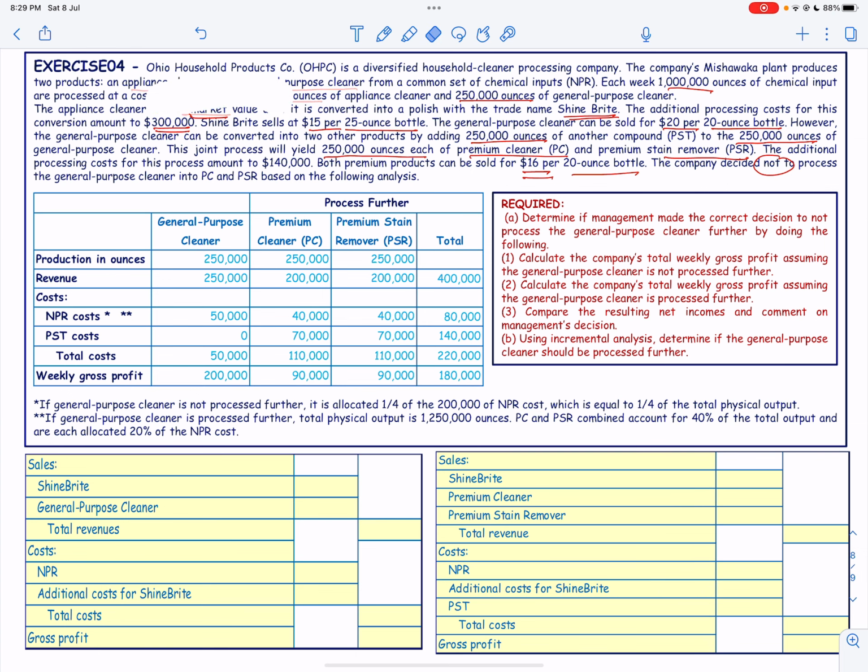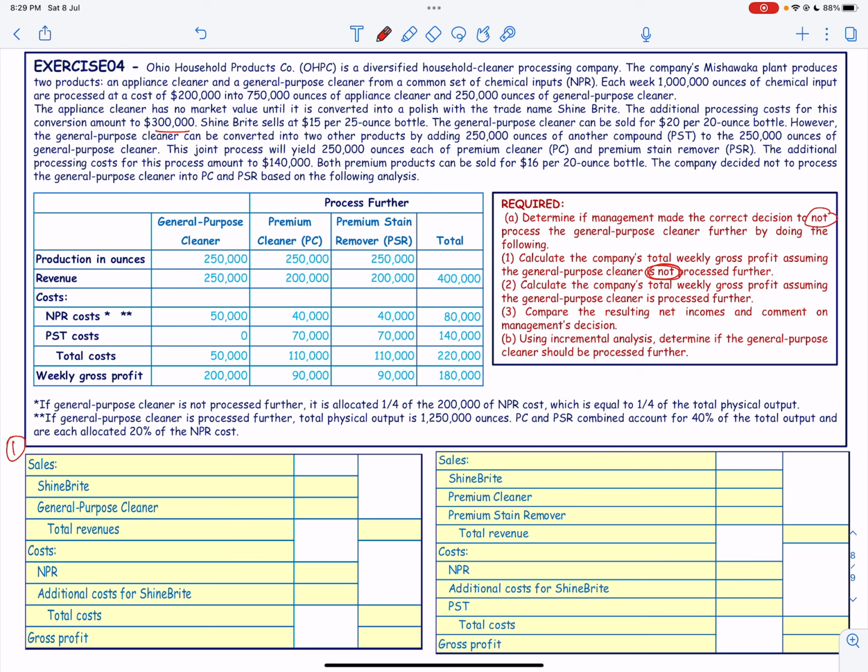So let us see what is the requirement in this exercise. Determine if management made the correct decision to not process the general purpose cleaner further by doing the following. Number one, calculate the company's total weekly gross profit, assuming the general purpose cleaner is not processed further. So this is number one. So if it is not processed further, the products are going to be as follows.